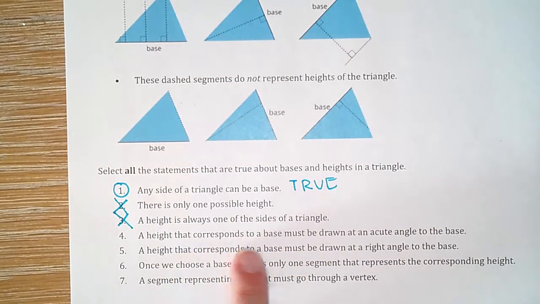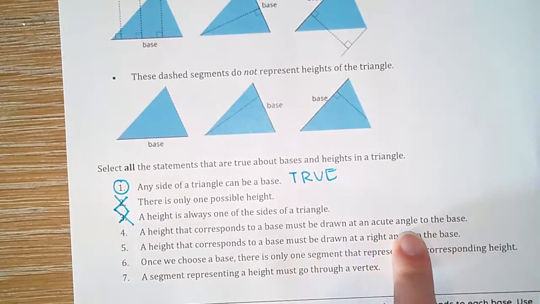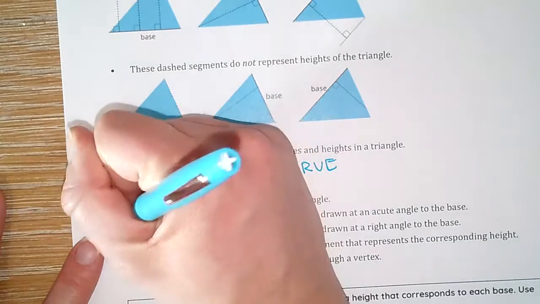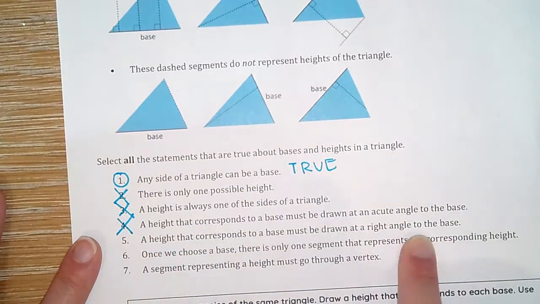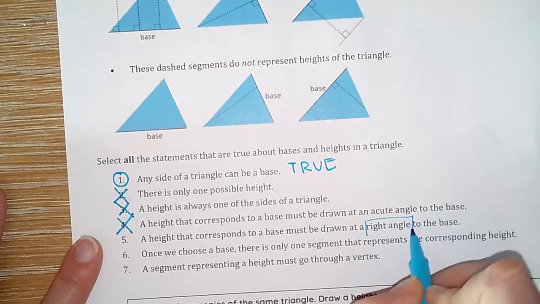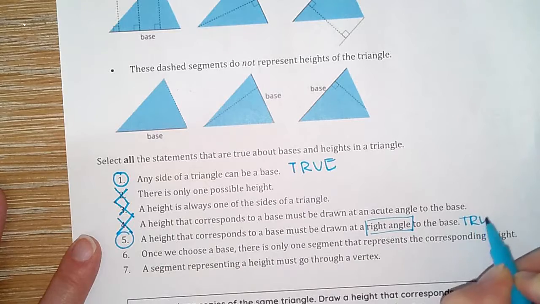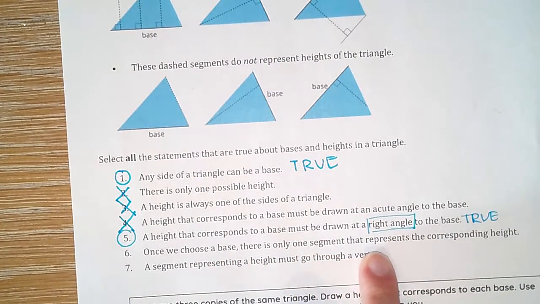A height that corresponds to a base must be drawn at an acute angle. Is that true or false? Good, that is false. Nice job, guys. It cannot be acute, but it should be drawn at a right angle. That is true. Once we choose a base, there's only one segment that represents the corresponding height. And nope, that's not true.